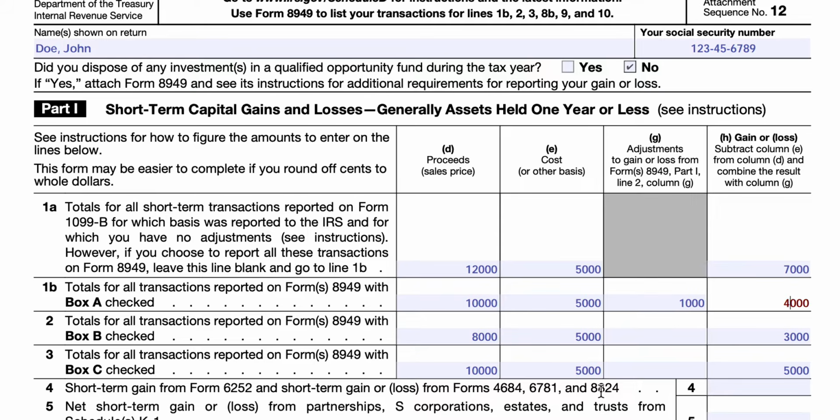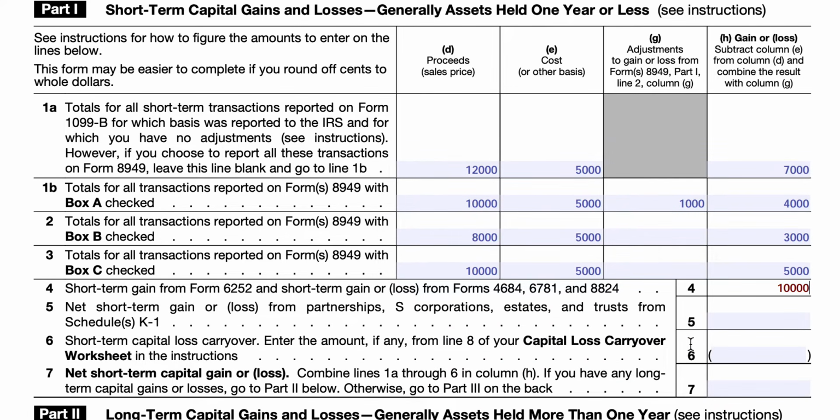So obviously you'll be filing each of those forms as applicable with your income tax return, but this is where you would net all of that together and report it in line 4. So let's just say you had $10,000 total. Now on line 5, we're going to report any Schedule K-1 gains or losses. So if you're a partnership, S corporation, estate, or a trust, you would enter the amount of your net short-term gain or loss. So let's just say that it's a $5,000 loss.